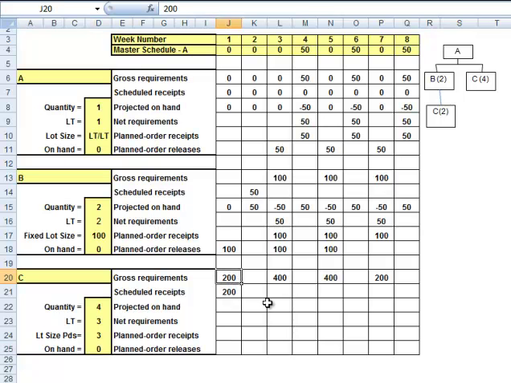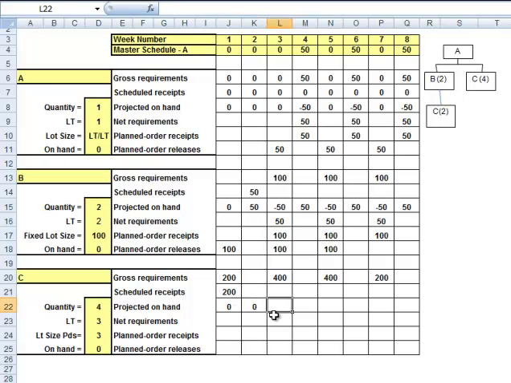But I have a scheduled receipt. I have an order for C's that was placed sometime in the past that's scheduled to come in time period 1. So I'm assuming that that will, in fact, arrive. So my projected on hand will be 0 minus 200 plus 200, and that result will be 0. Going out to the second time period, I have 0 minus 0 plus 0. That gives me another 0.